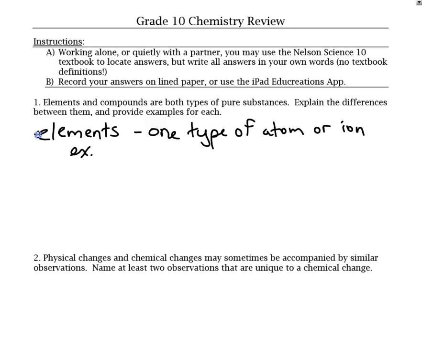So we could look at, say, a sodium atom. We could look at a chloride ion. We could look at, for example, chlorine gas, which would be a diatomic element, and all of those would be called appropriately elements. Compound, on the other hand, would have two or more types of atoms or ions.